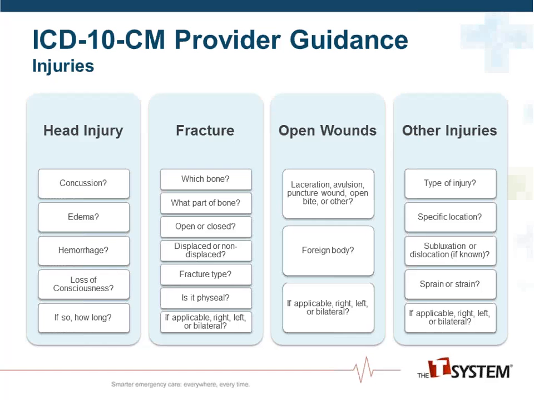For open wounds, is there a laceration, avulsion, puncture wound, open bite, or other, a foreign body? Again, right, left, or bilateral. And then for other types of injuries, just in general, what type of injury is it? Sprain, strain, puncture, what is it? Specific location. In ICD-10, there's also a difference between subluxations and dislocations that we didn't necessarily have before, and the same goes for sprains and strains. And again, right, left, or bilateral.